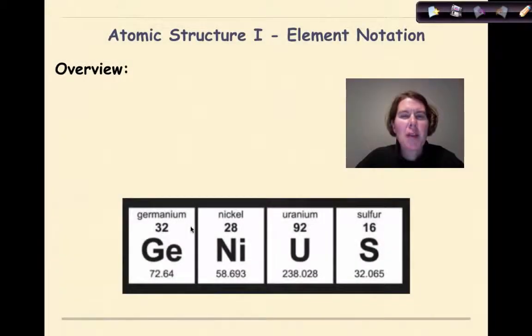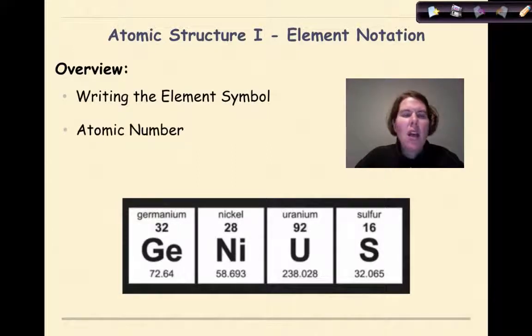Hi, welcome to Atomic Structure 1 on element notation. My name is Dr. English, and today specifically we're going to look at the topics of how to write an element symbol, atomic number, and a little bit of practice at the end.